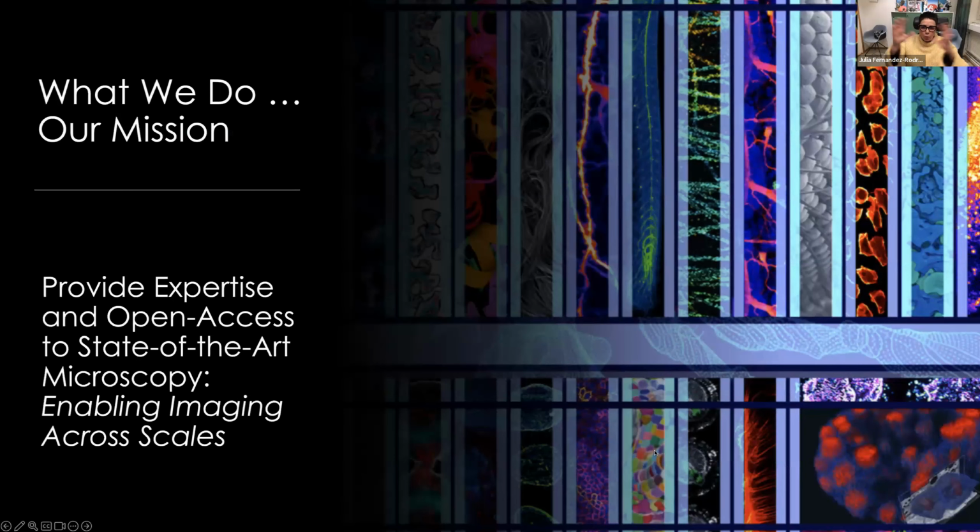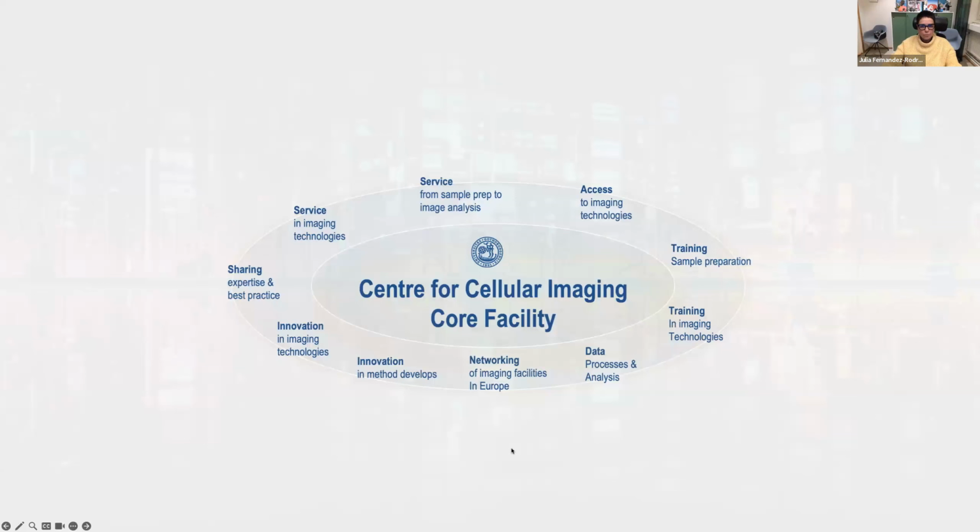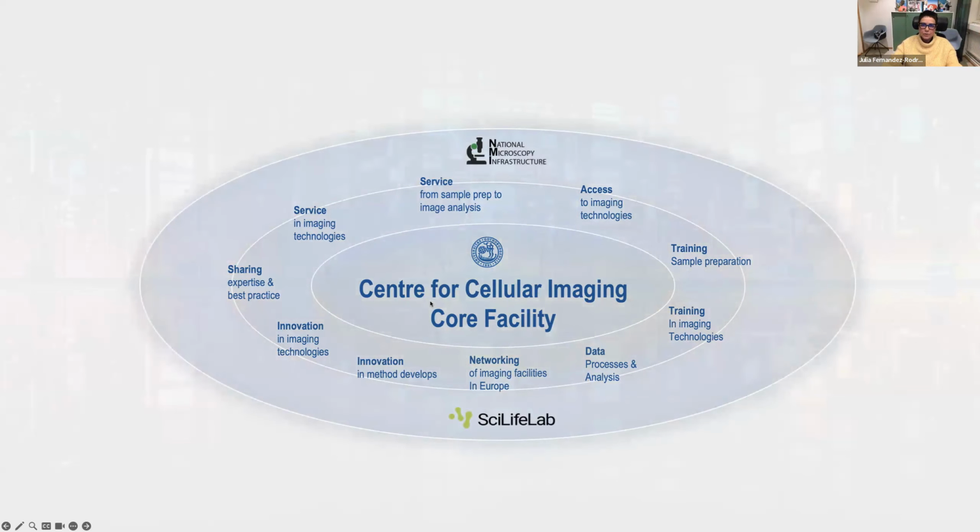Thus, the mission of this national infrastructure, or research infrastructure, is expertise, open access to state-of-the-art microscopy, enabling imaging across scales, and definitely the expertise that we have. We also gain so much from that expertise. If we now come back to my facility example, we are at Gothenburg University, and we do services, access, training, data processing, networking, innovation, and sharing expertise. We are part of the national infrastructures.